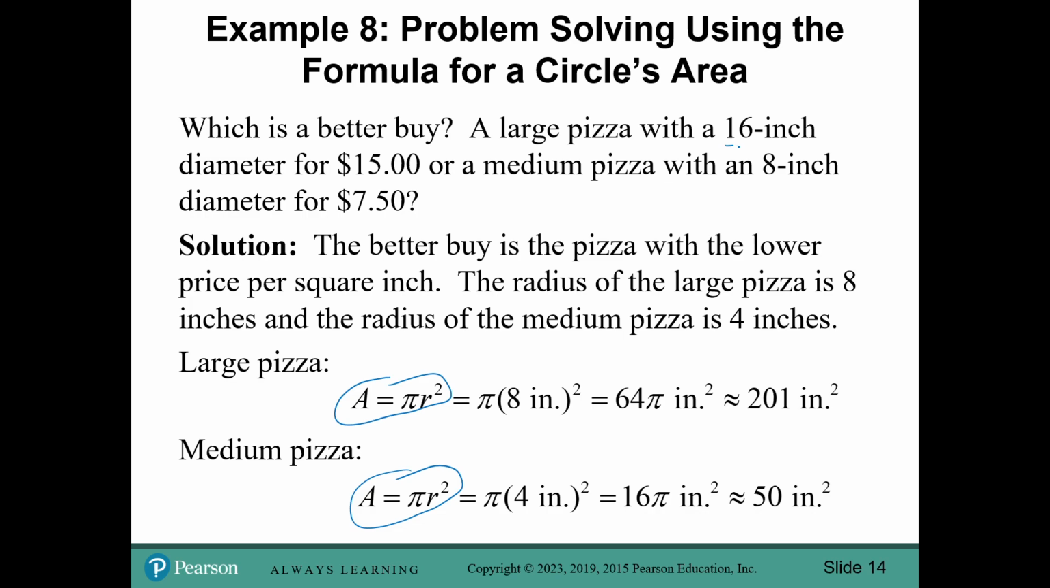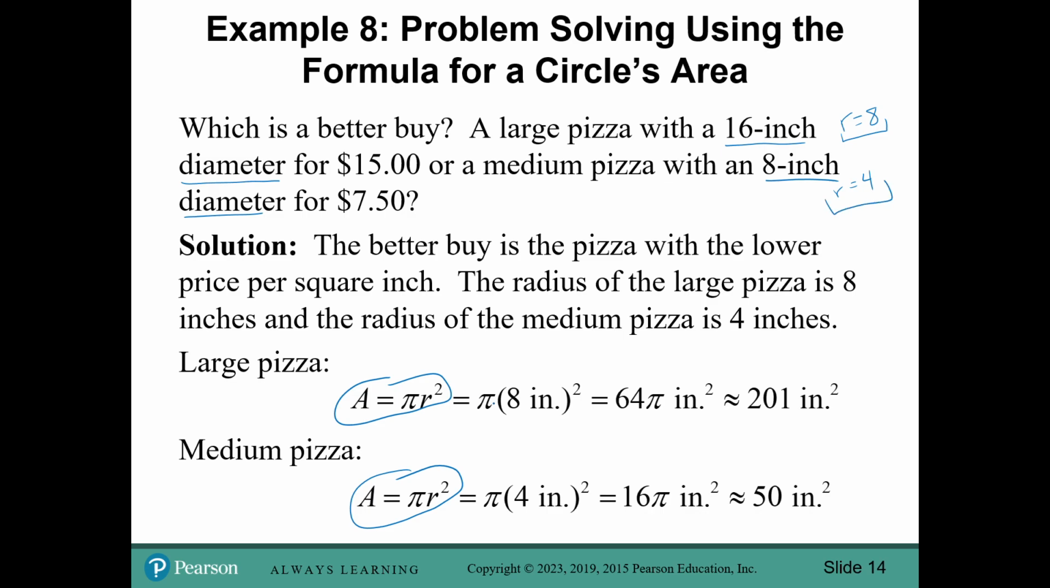It says a large pizza has a 16-inch diameter. A diameter spans the entire circle, but we need the radius. And remember, the radius only spans half the circle. Therefore, if it's got a 16-inch diameter, its radius is half of that. So for the large pizza, that's 8. For the medium pizza, it has an 8-inch diameter. Remember, the diameter spans the entire circle. The radius only spans half the circle. Half of 8 is 4. That's where these radiuses are coming from.